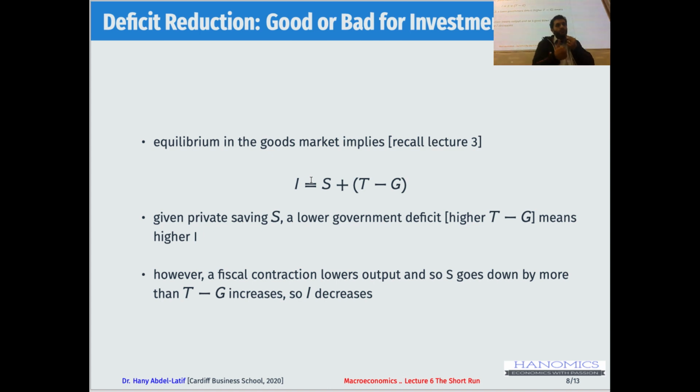And we said before how a fiscal contraction, a contraction in fiscal policy, would lower the output level. If you lower the output level, that means you lower incomes, and when you lower income, that means lower savings. So that means, again, the T minus G increases. The drop in S will be more than what happened to the T minus G, and at the end that will lead to a decrease in the investment level.